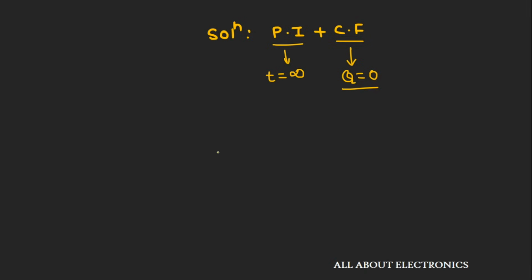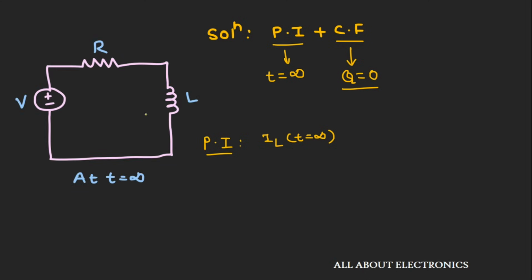So first of all, let's find out this particular integral. This particular integral is nothing but the inductor current at time t is equal to infinity. So at time t is equal to infinity, or in a steady state condition, this inductor will act as a short circuit. So the current that is flowing through this inductor IL can be given as V upon R. So the value of particular integral for our case will be nothing but V over R.